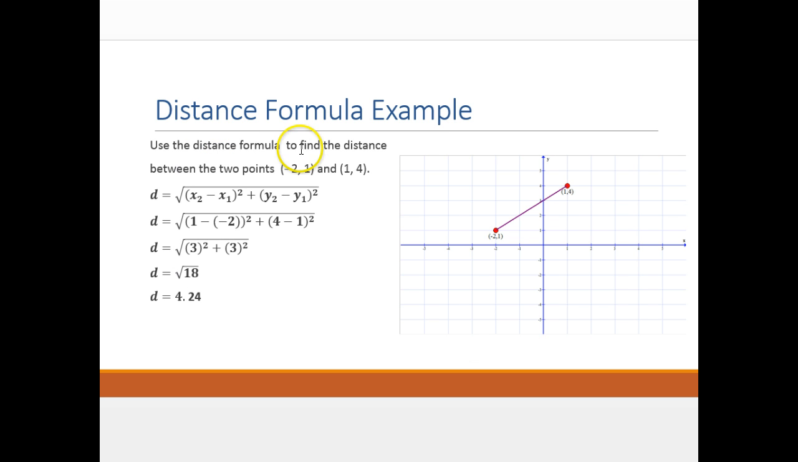If I want to find the distance between 2 points, negative 2, 1, and 1, 4, I simply plug into my formula. My x1 is negative 2, my x2 is 1, so this becomes 1 minus negative 2. We need to remember to put parentheses around here so we distribute our negative sign. Your y2 is 4, your y1 is 1, so 4 minus 1 squared. So this becomes the square root of 3 squared plus 3 squared, which is the square root of 9 plus 9, which is the square root of 18. And we can round this to 4.24 to be our distance.